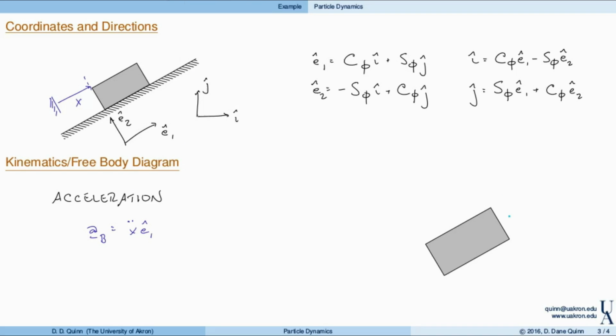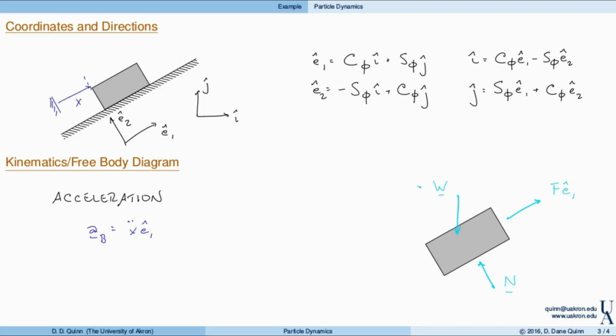And we had three forces, right? There was this force, that force and this force. And we had defined this as F in the E1 direction. That was actually given in the problem statement. Then we had the weight and the normal force.